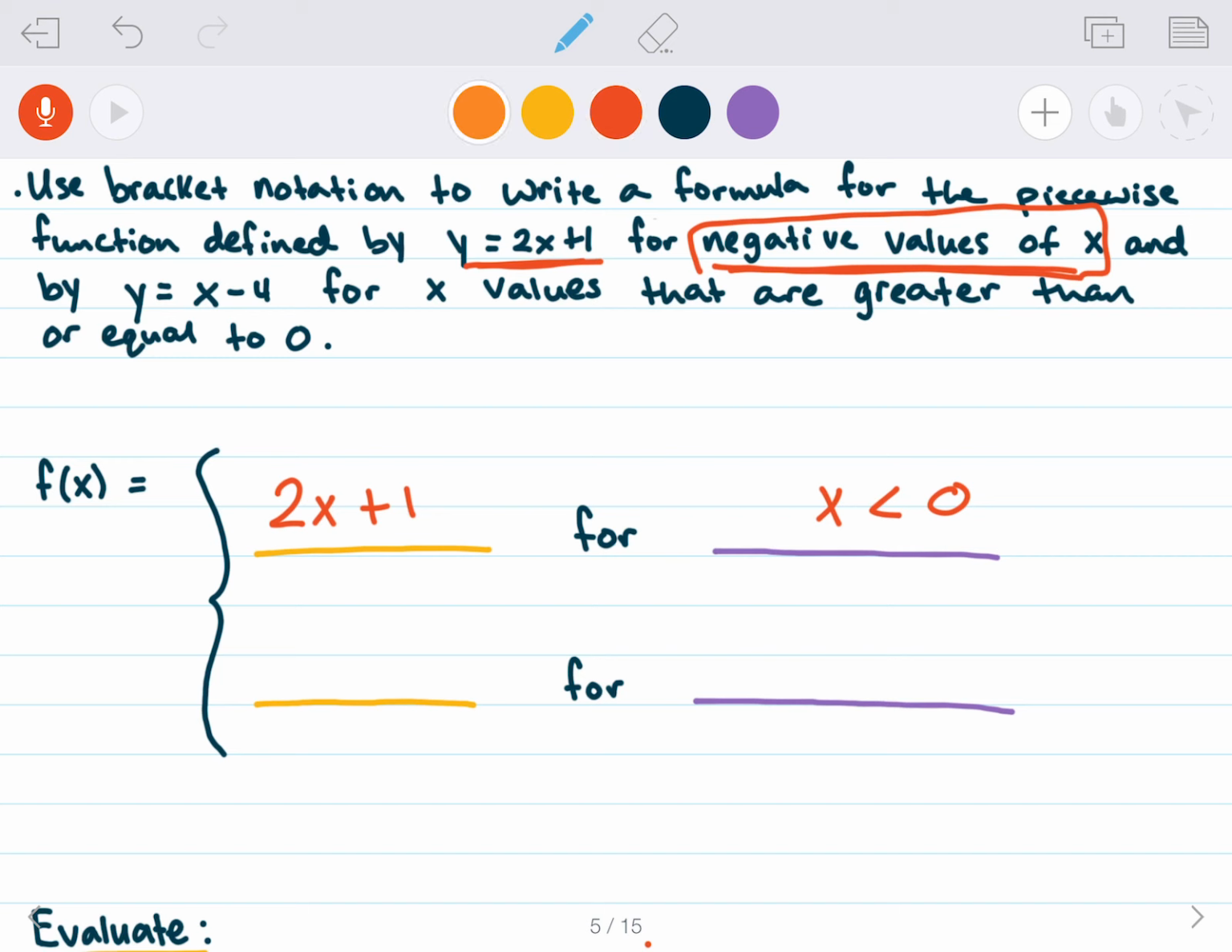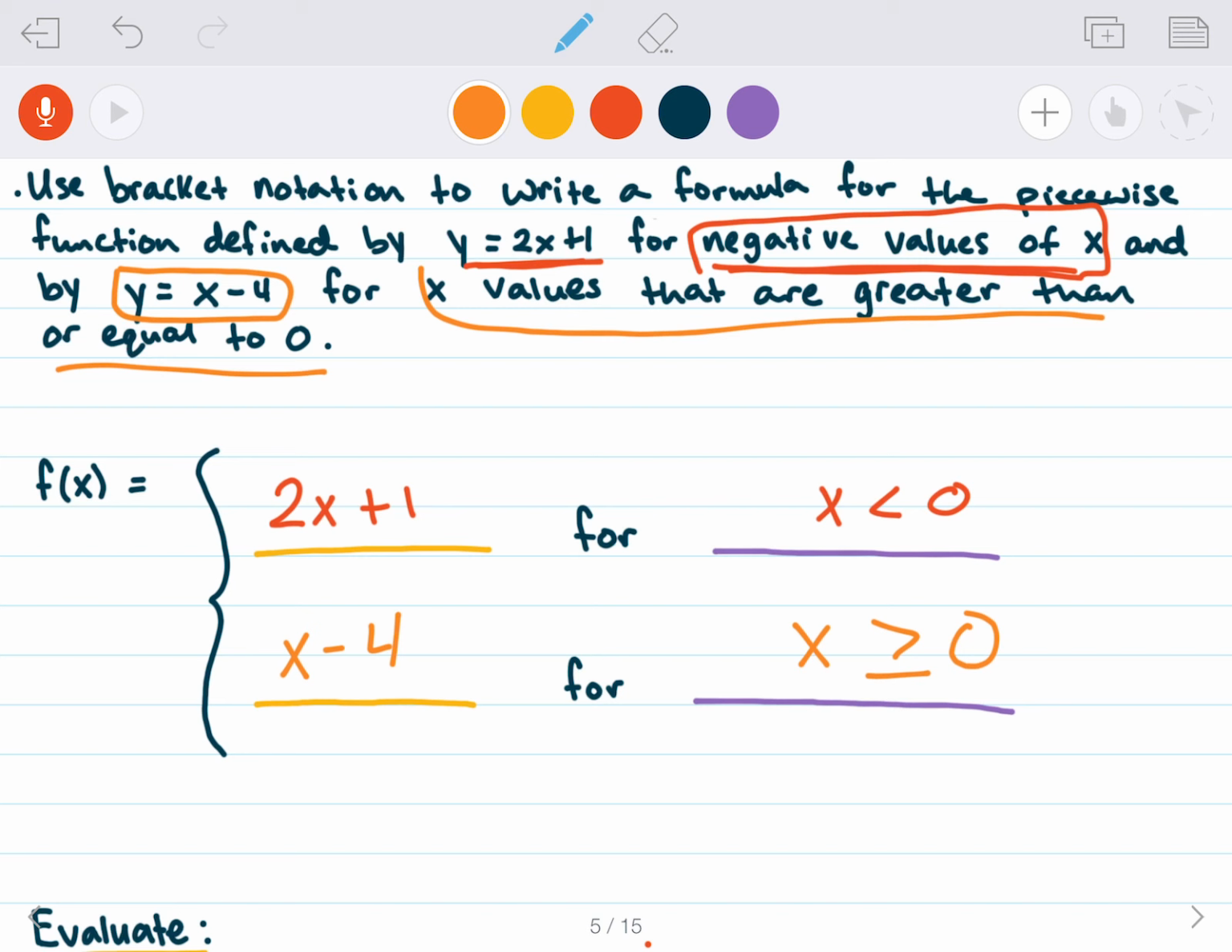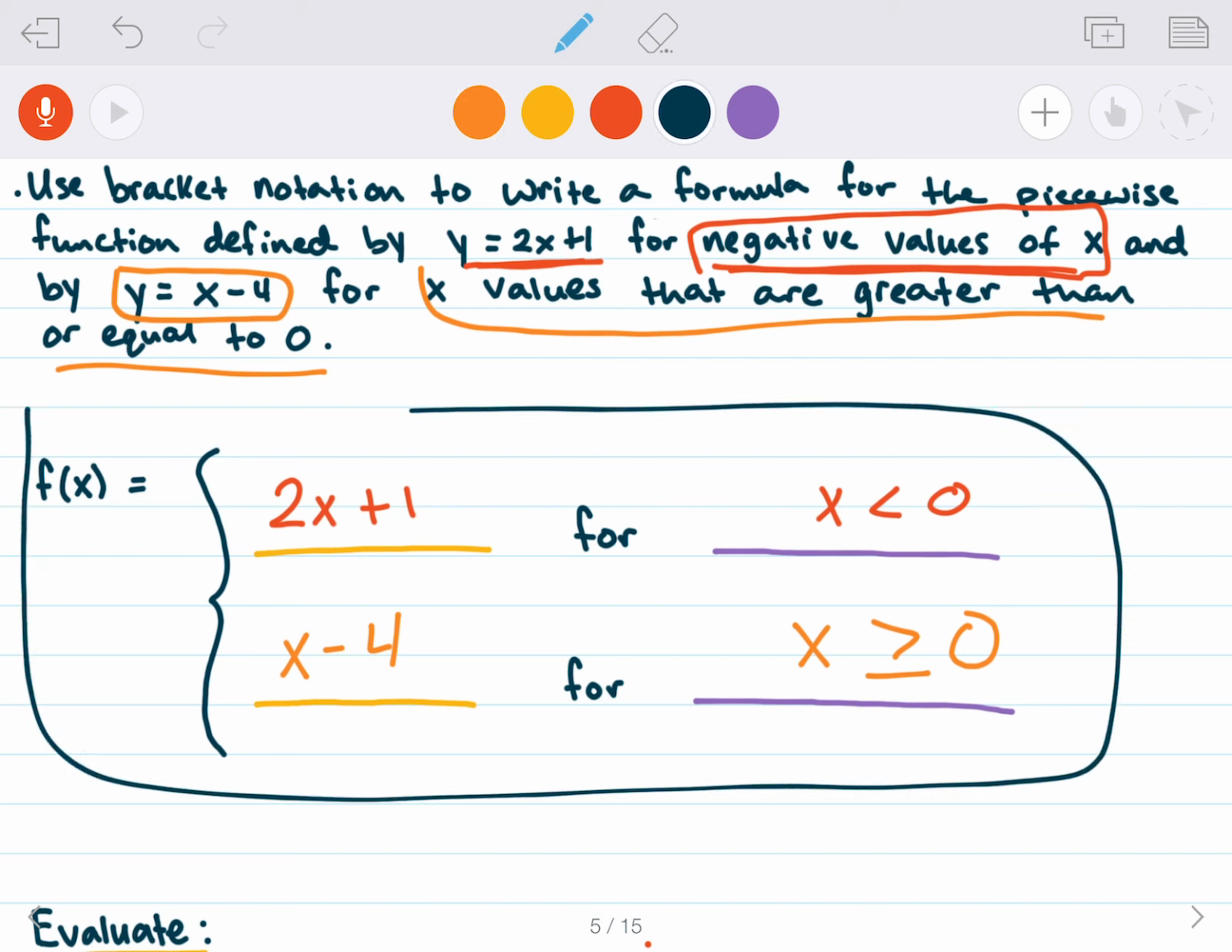And the second piece says y equals x minus 4 for x values that are greater than or equal to 0. So my second piece is going to be x minus 4, and this is only when x is bigger than or equal to 0. So we have just made a piecewise function right here.